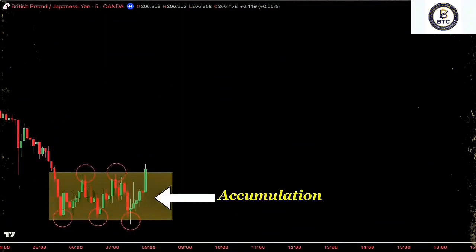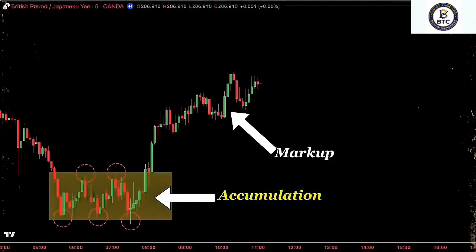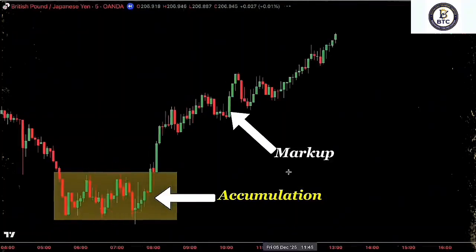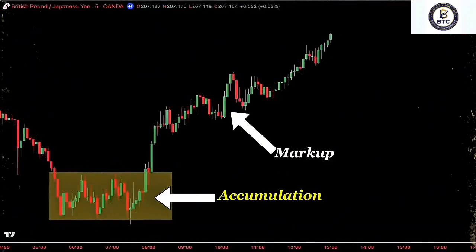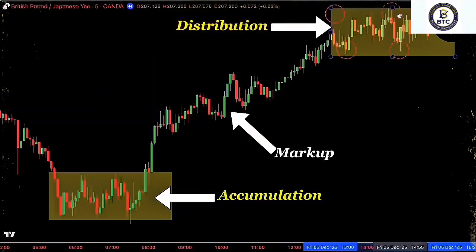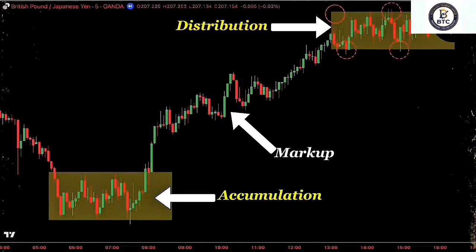Once the market exits the range, we enter what we call the markup phase. The markup phase is an uptrend where buyers take control after the accumulation phase. Institutions that bought during accumulation now start pushing the market upwards. Once they start taking profits, the market begins to range again and then enters the distribution phase. Distribution means that buyers are taking profits. As the market continues to range, early buyers start to feel uncertain and begin selling.